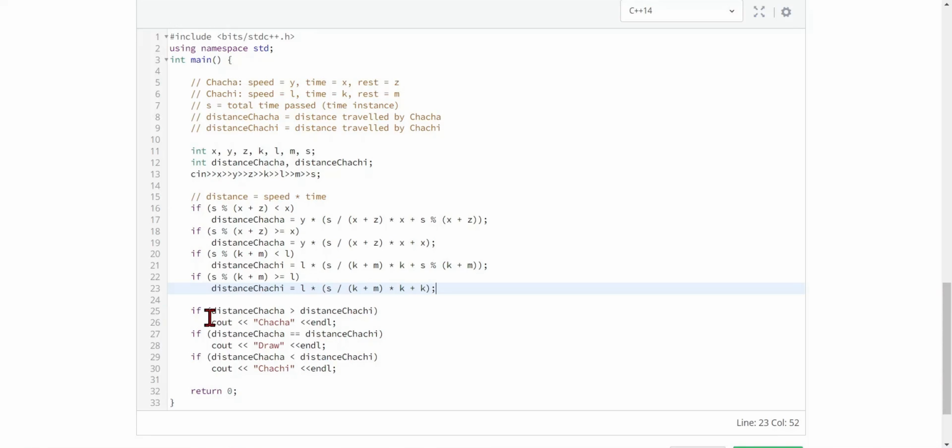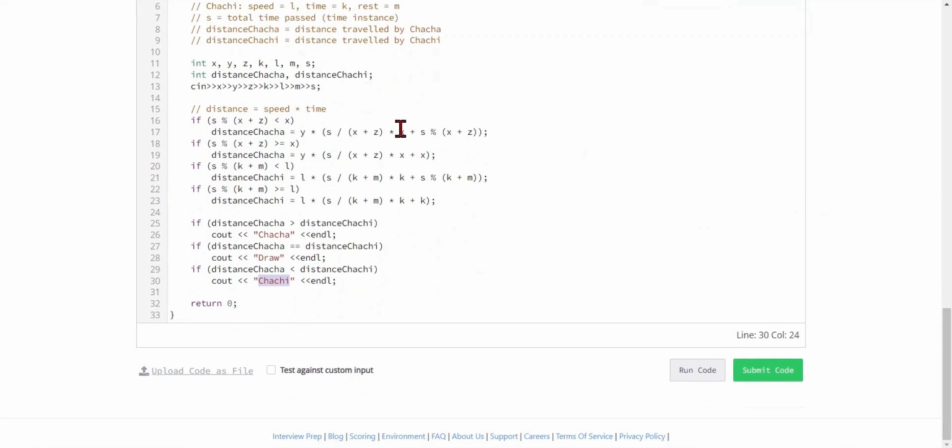Now we have simply compared them. If the distance of Chacha is greater than the distance of Chachi, we have printed Chacha. If it's the same, we have printed draw according to the given question. And if the distance of Chacha is less than Chachi, then we have printed Chachi. So this was the approach for this question.